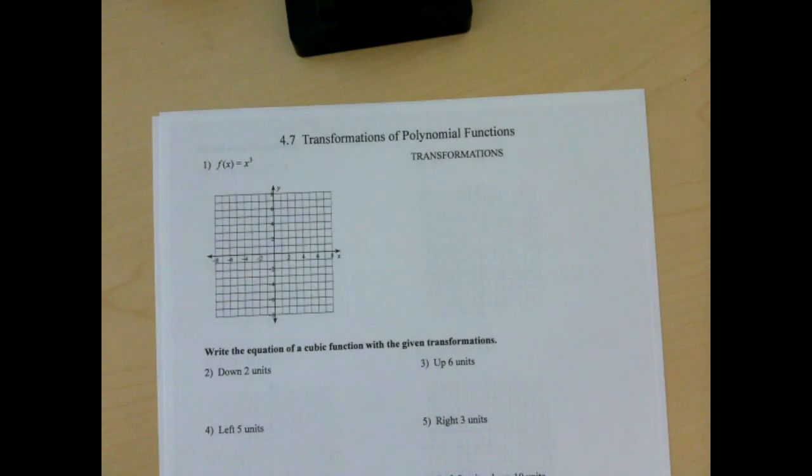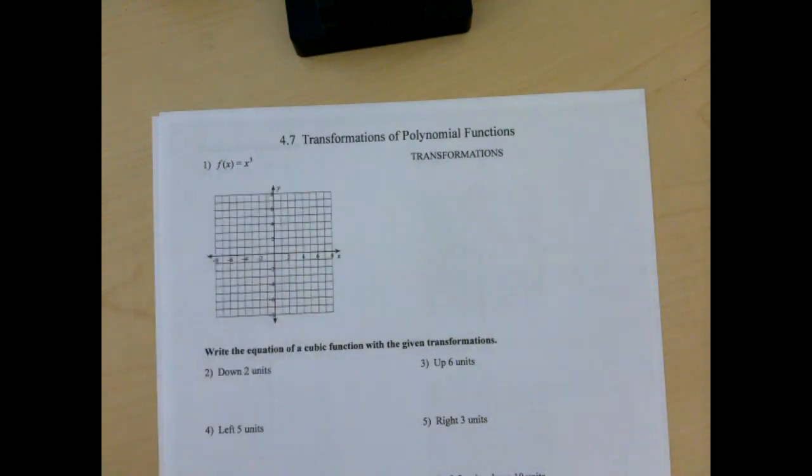We dealt with transformations from the beginning. From chapter 1, we talked about stretches, shrinks, up, down, left, right movements. The same thing's going to happen in chapter 4, okay, with these polynomial functions. So I start off with the cubic function. So I just want us to graph x cubed.